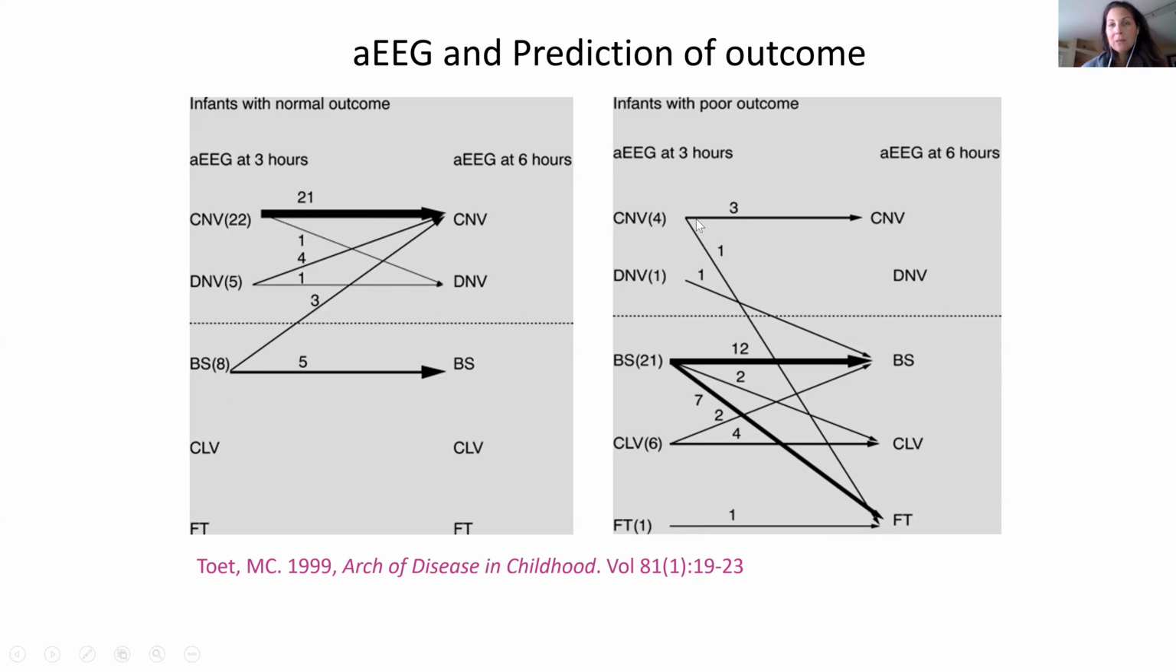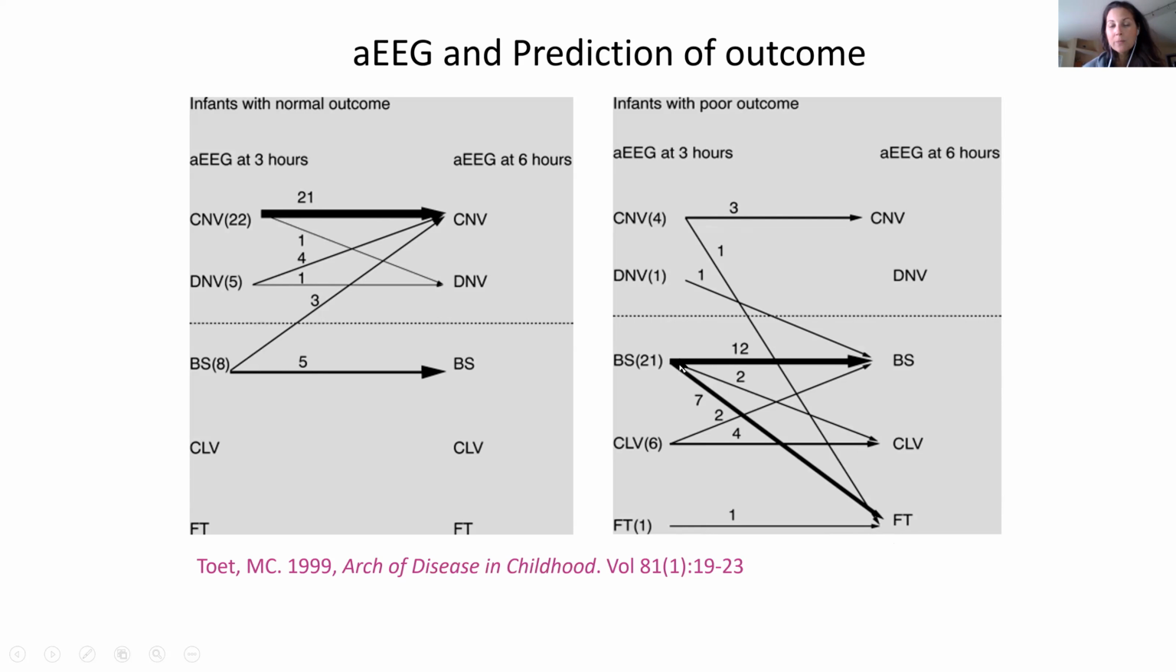So we still have some babies who had a normal tracing but had a bad outcome. But then look at this one. Of the four continuous, look what happened to this baby who at 3 hours of life had continuous normal voltage, and at 6 hours was at a flat tracing, bad outcome.